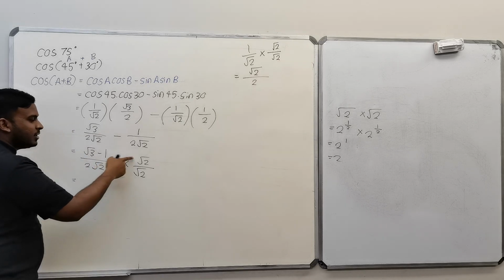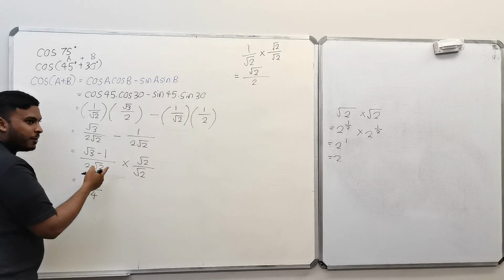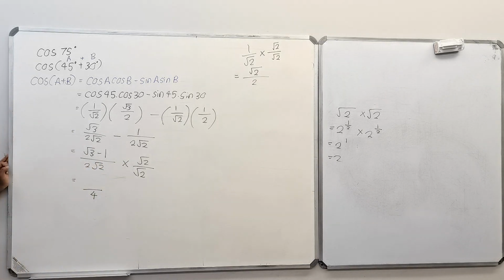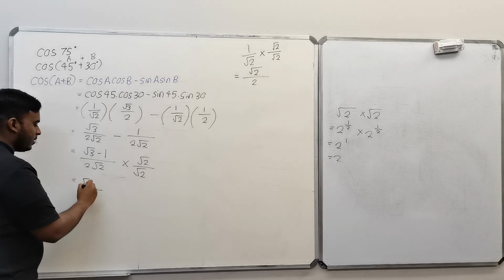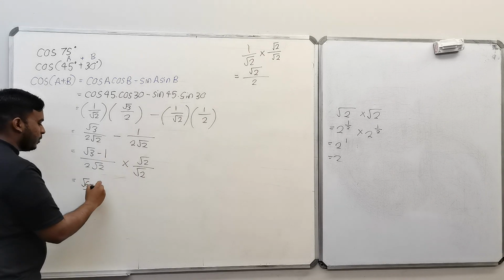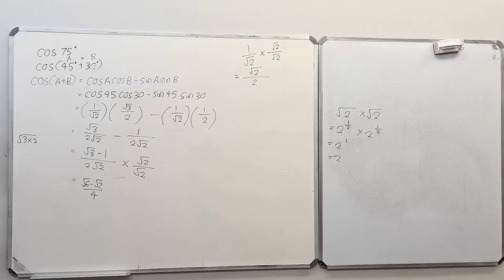When you multiply the top out, what will happen to you? Root 3 times root 2, because they are both under the same surd, it will just become 3 times 2, which will make it 6, and then that would be minus 2. And that's how, if you put cos 75 in your calculator, you would have come to this.